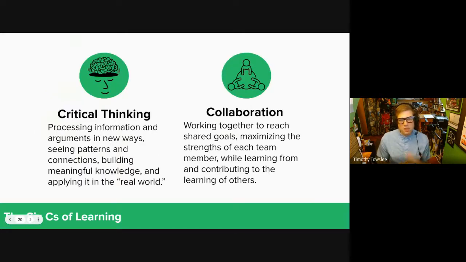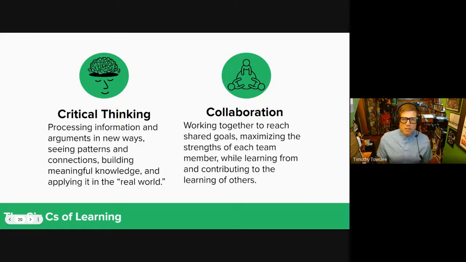So critical thinking is processing information and arguments in new ways, looking for patterns, making connections between what we've learned today and what we've learned before, and also thinking about how it would apply to the quote unquote real world, right? So critical thinking, the stuff that we're going over in our classrooms needs to be relevant to those young people. And having a better understanding of who is in your classroom is going to help you recognize what is relevant to them.